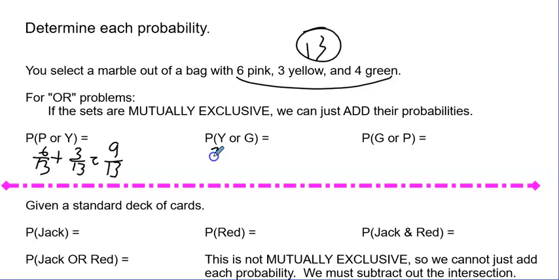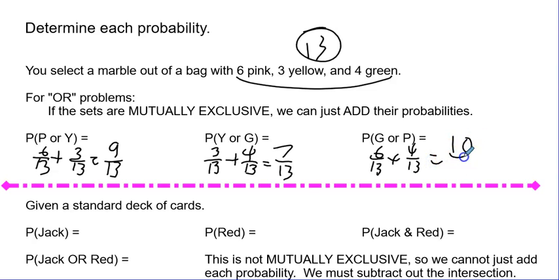Yellow, again, is 3 out of 13. Green is 4 out of 13. If we add them, we get 7 out of 13. And then pink is 6 out of 13, plus 4 for green. That gives us a 10 out of 13 chance of getting either green or pink.